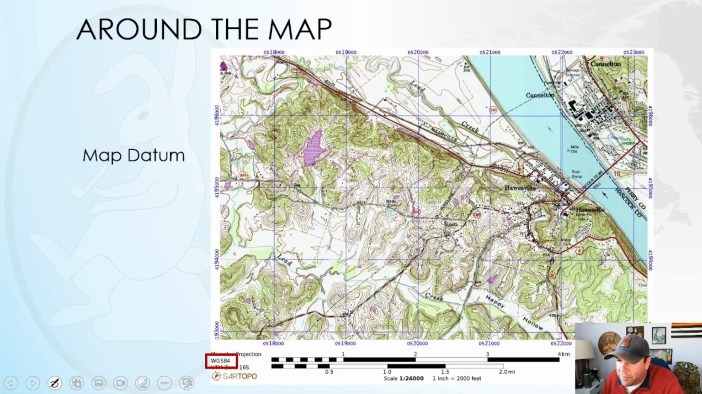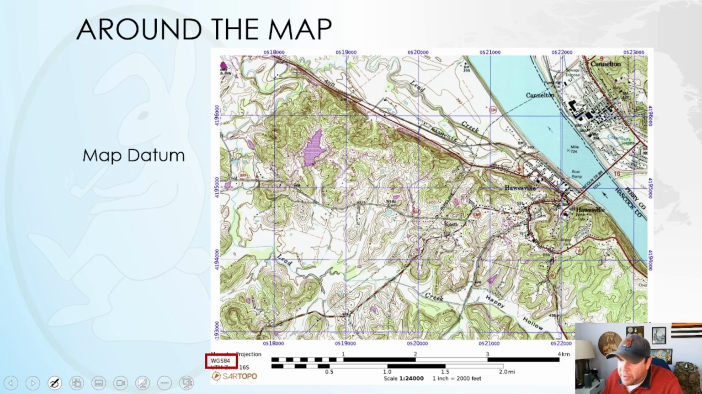Depending on how far away you are from the center of that survey, the difference can either increase or decrease. If you're closer to the center, it's going to be pretty close to similar. If you're further away from the center of that survey, then it can be drastic.